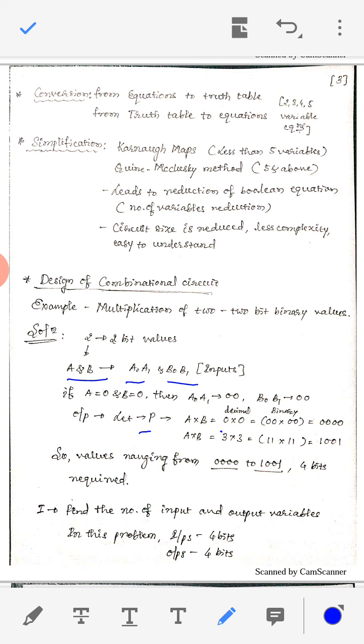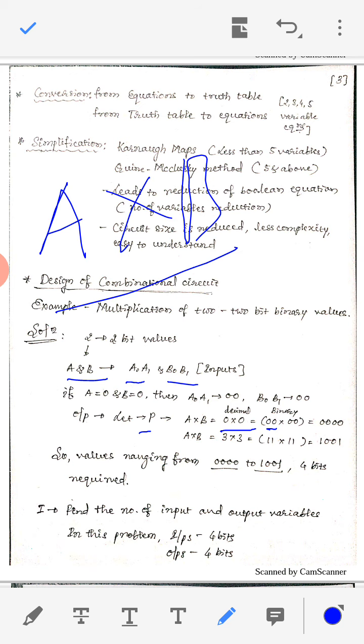Let me give an example. If P is the output, then A into B: if A is 0 and B is 0, that is A0 A1 0 0 and B0 B1 0 0, totally the 4 values, 0 0 0 0. Similarly, if A is 3 and B is 3 in decimal, then 3 is represented in binary as 1 1 and again 1 1. So 3 into 3 is 9, and 9 is represented in binary as 1 0 0 1.